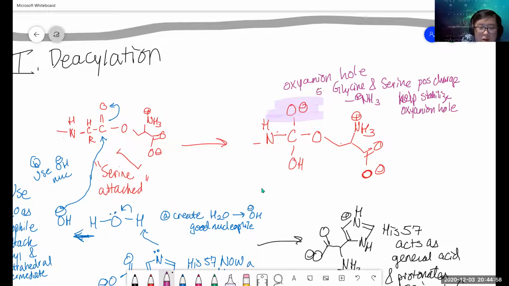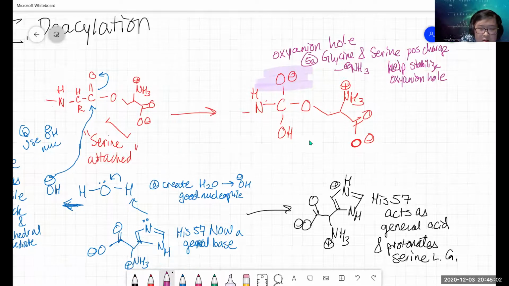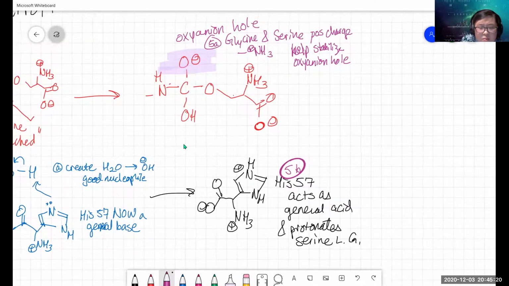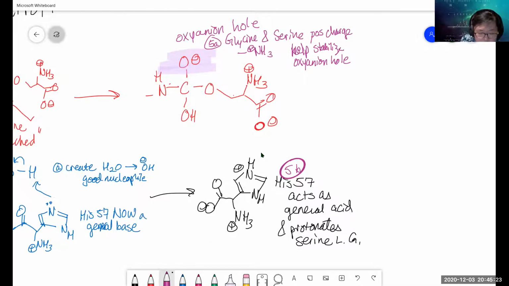So this is kind of going on simultaneously with this. Okay, so what we now do, so I guess this is step 5, histidine acts as a general acid and protonates the serine leaving group. Okay, so basically what we're having here is this H, and we want this to be the leaving group now, because this is the serine part, and we want to restore serine because serine is the catalyst. So catalysts always have to be restored. So that's a good way to double check you did things right.